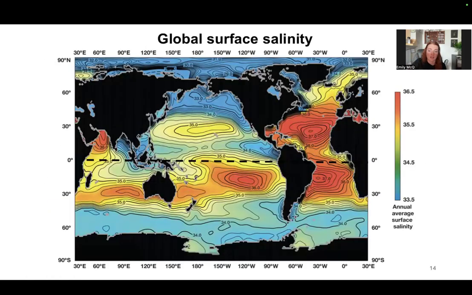Okay, let's go back to this. So per mil, for every thousand, basically what this is saying is that for every 1,000 grams of water, the blue color is 33.5 grams of salt. For every 1,000 grams of water, 36.5 grams of salt is the red color.